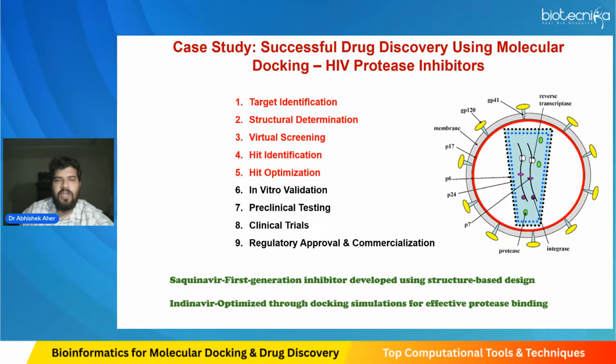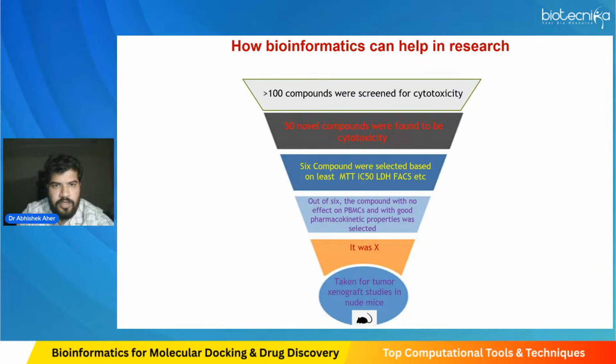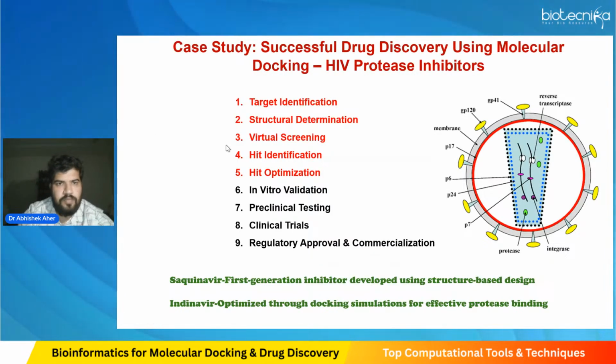For the bioinformatics part, for any drug, from the starting stage to the clinical trial, there are mostly these 9 steps involved, starting from the target identification to the regulatory approval and commercialization. I'll just go for the pointer. These are the first 5 stages, which are mostly important, and which are the foundation for any drug to get approved and not get discarded at the clinical trial stage.